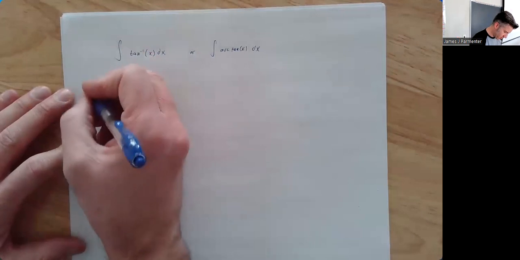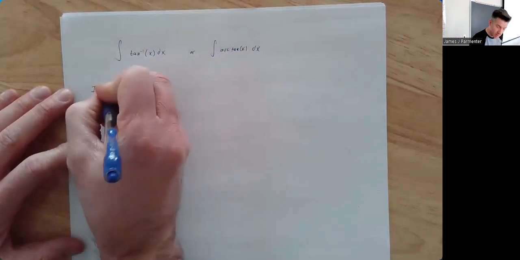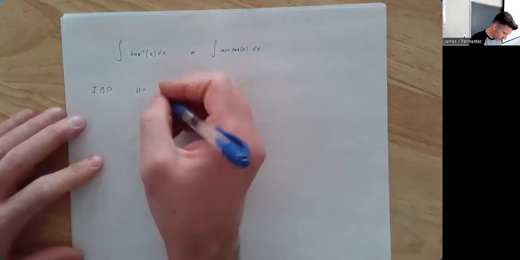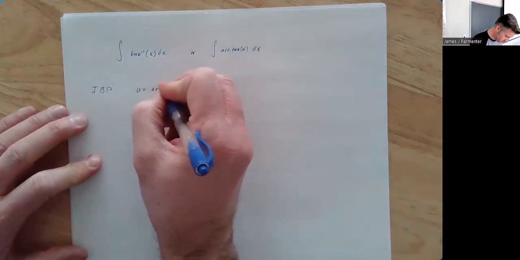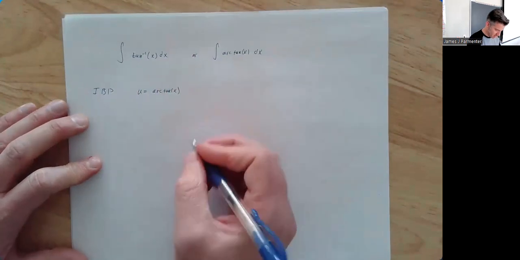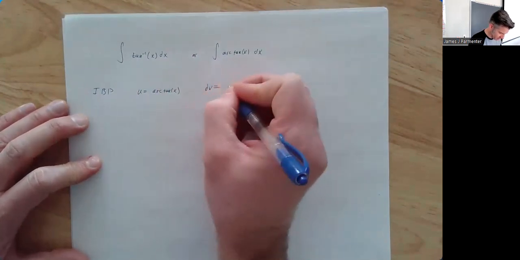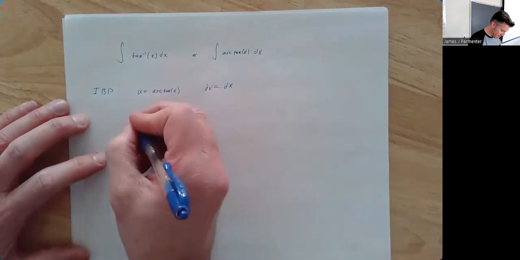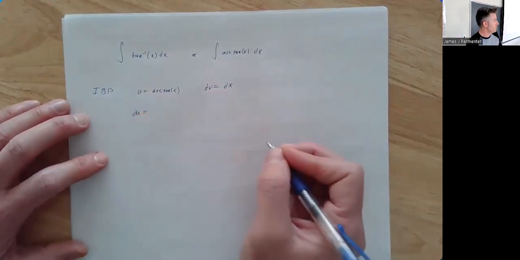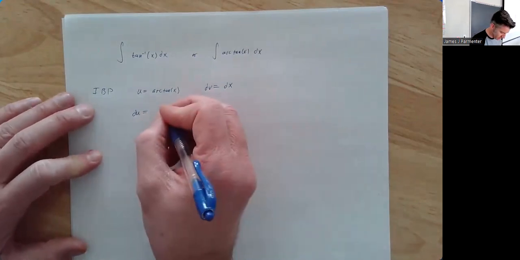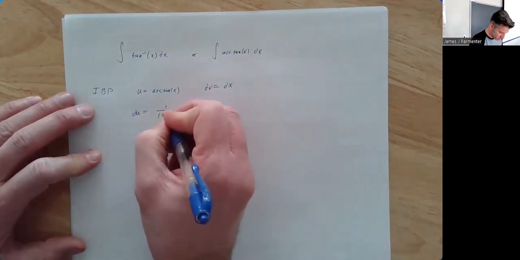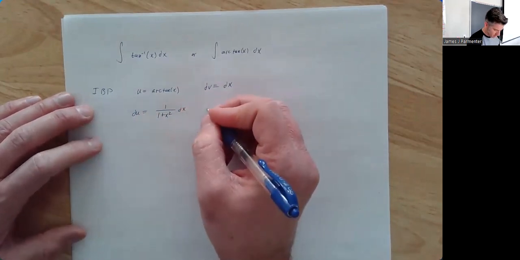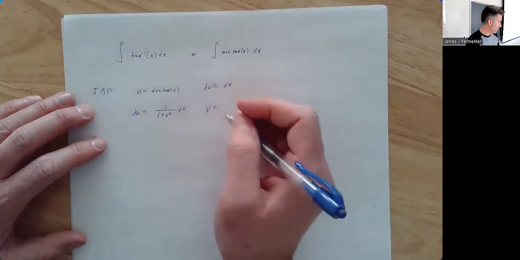So here, we're going to use integration by parts, and we're going to let u equal the only thing we can choose u equal to, which is the arctangent. And then my dv is everything that's left, which is just dx. And then our du is the derivative of arctangent of x, which is 1 over 1 plus x squared dx. And our v is equal to the antiderivative of 1, which is x.